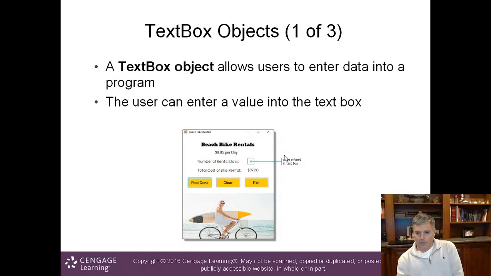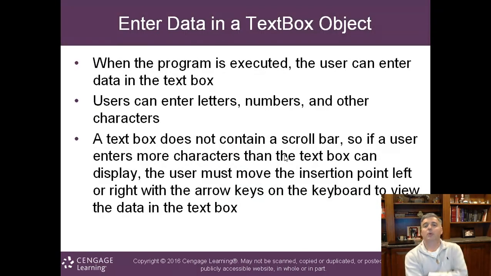So a text box object allows users to enter data into a program. The user can enter a value into the text box. So in this example, they're entering 4 in the text box. When the program is executed, the user can enter data in the text box. Users can enter letters, numbers, and other characters. A text box does not by default contain a scroll bar, so if a user enters more characters than the text box can display, the user must move the insertion point left or right with the arrow keys on the keyboard to view the data in the text box. And there's multiple ways we can get around that issue.